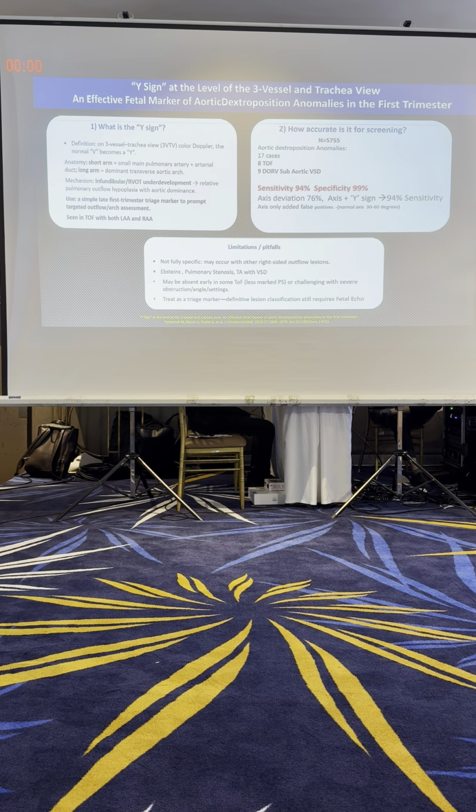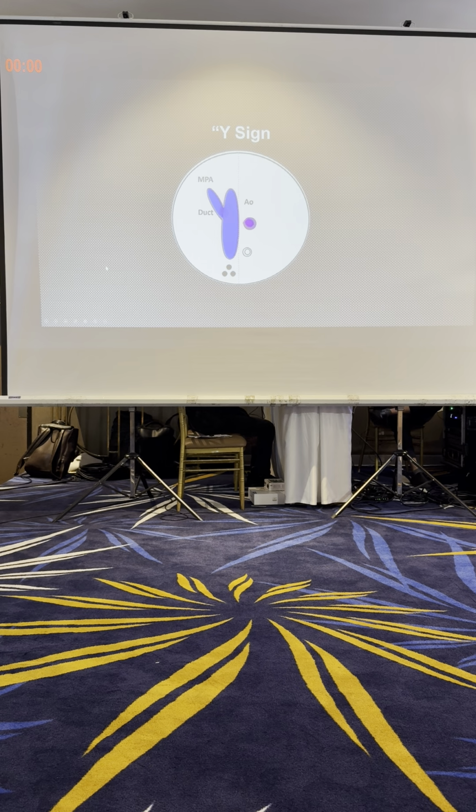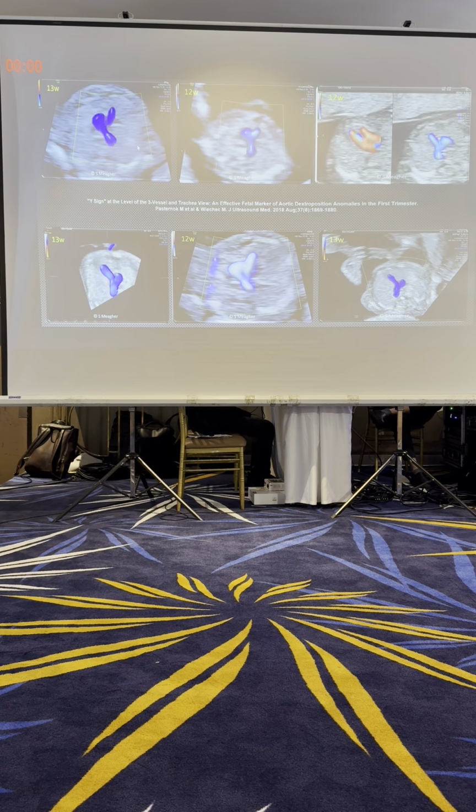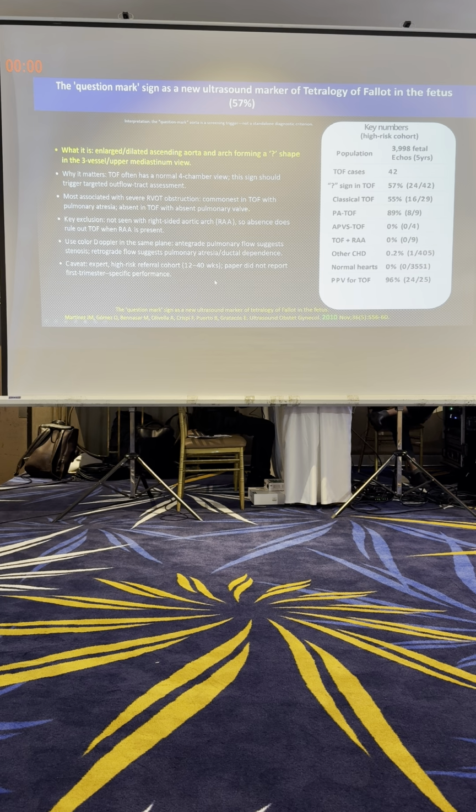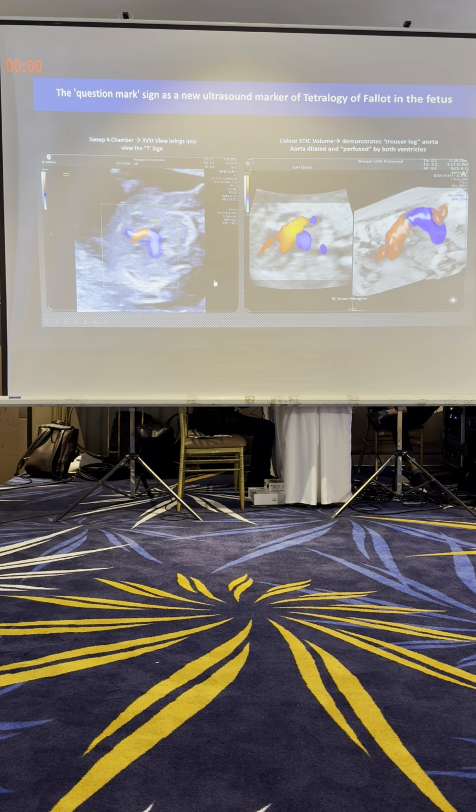Then there's the Y sign, or the Y configuration. And this is what a Y configuration looks like. And these are all babies with tetralogy of Fallot with a Y configuration here, here, here, here, here. So again, very powerful marker. And then there's the question mark configuration.